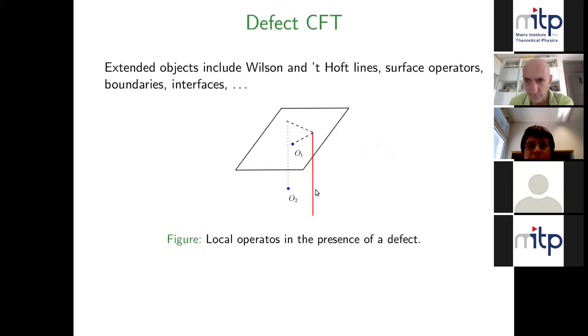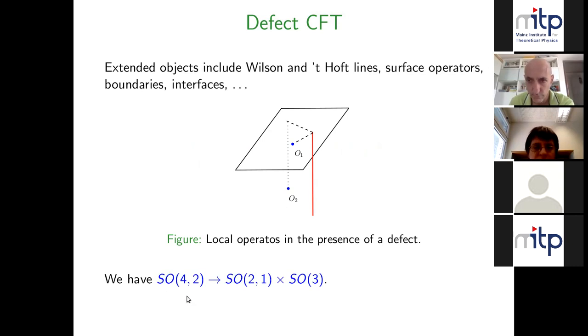So whenever you have a defect, as we already discussed, you break some of the symmetry. Without the defect, you have a full conformal group. When you add a defect, you break some of the symmetry, and it is very easy to see from the picture, right? We have a 1D conformal symmetry parallel to our Wilson line, but we also have some rotational symmetry around the defect. So we break our SO(4,2) down to a 1D conformal symmetry times a rotational symmetry around the line.